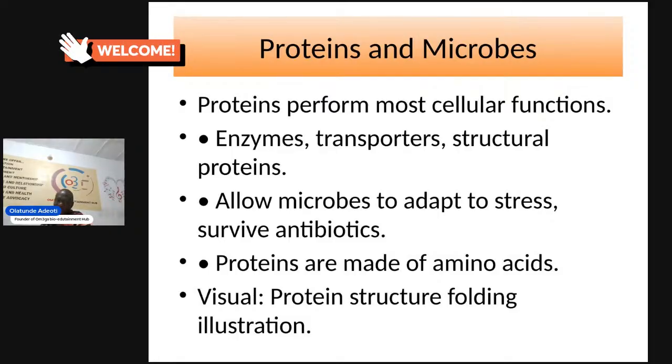Proteins are the most abundant and most needed molecules, because they form enzymes and transporters. They are also used for structural adaptation. They also allow microorganisms to adapt to stress and to survive in the presence of certain antibiotics. Proteins are made up of amino acids. That is to tell you what protein can do in microorganisms.